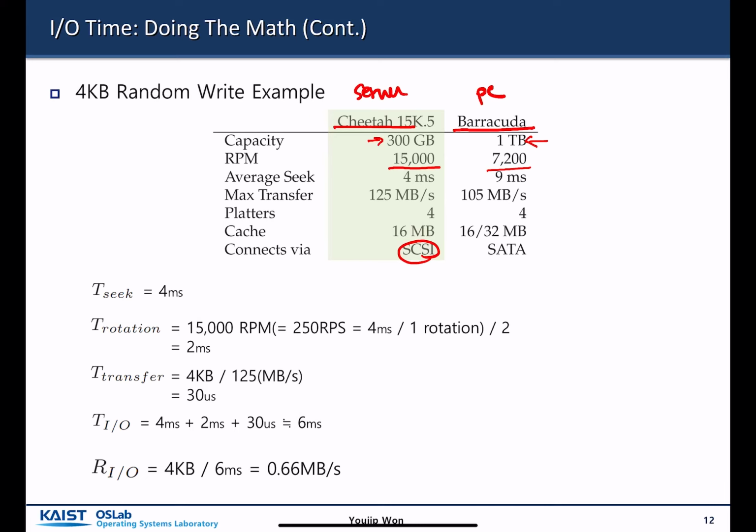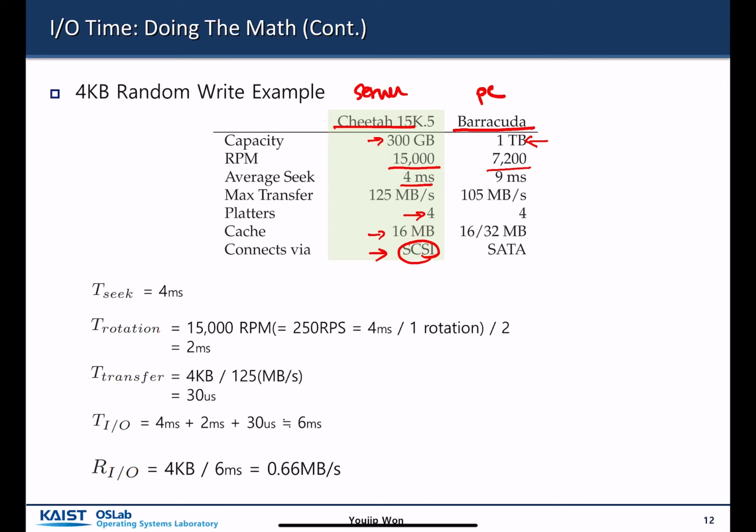So the capacity of Cheetah is 300 gigabytes. It rotates at 15,000 RPM, and the average seek time is 4 milliseconds. The max transfer rate is 125 megabytes per second. It has 4 platters, and it has 16 megabytes of cache, and the interface is SCSI.